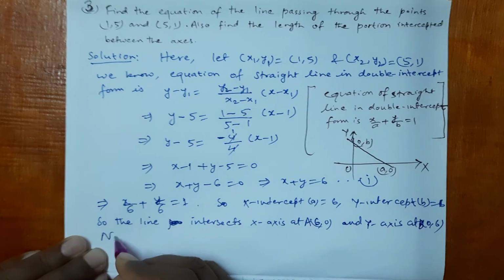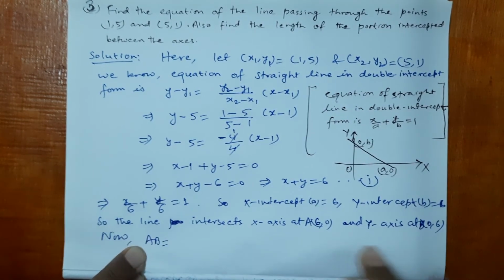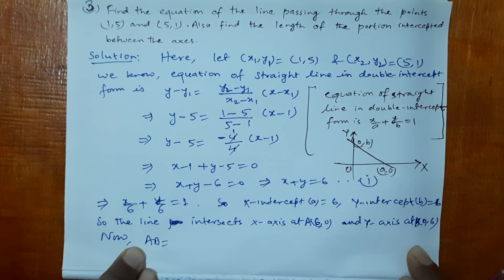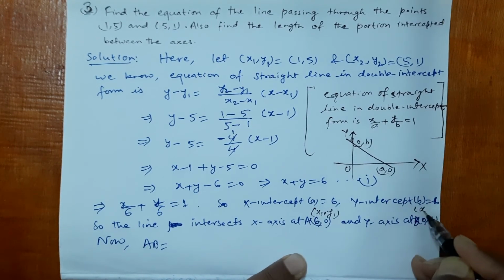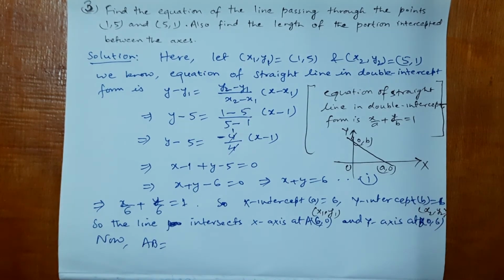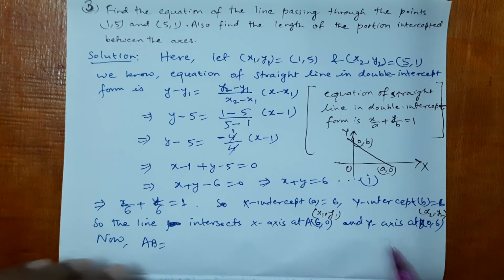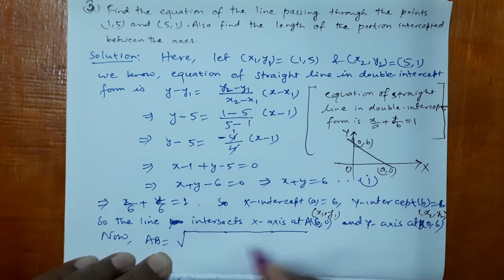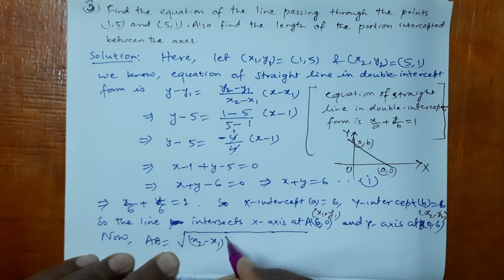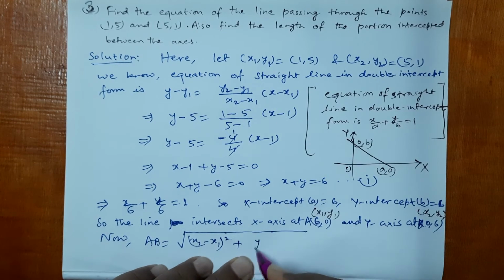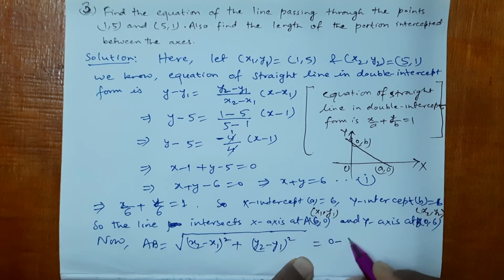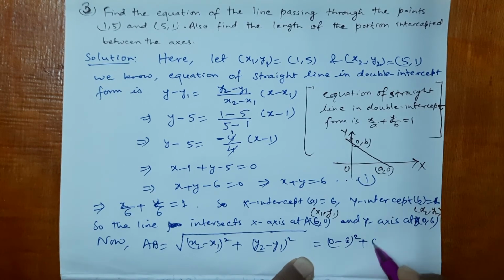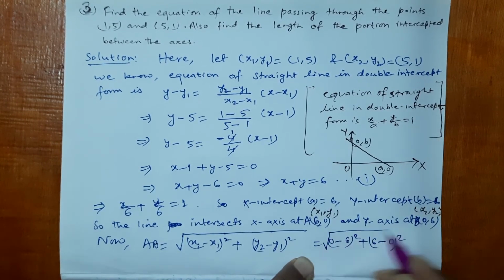And now for AB, using the distance formula you can find AB. The distance formula is the square root of x2 minus x1 whole square plus y2 minus y1 whole square. You can suppose this to be x1, y1 and this to be x2, y2. So AB equals the square root of 0 minus 6 whole square plus 6 minus 0 whole square.